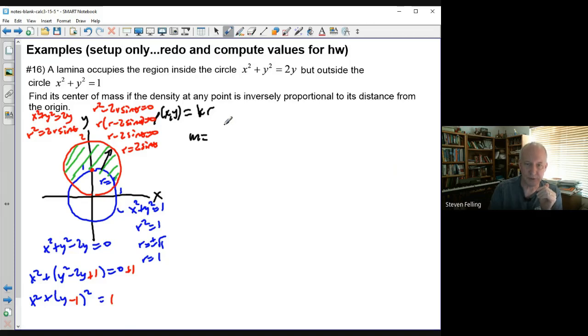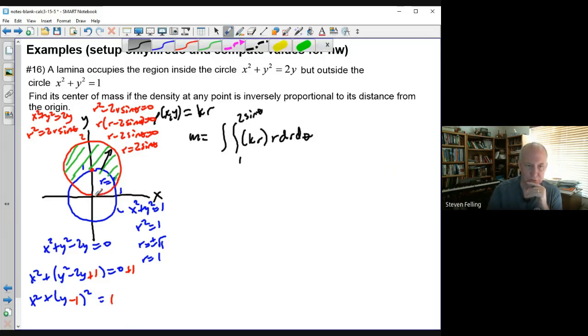So it looks like we have a double integral again, and we've got, just for the mass, just the density, which is kr. And we're going to have r dθ. But the r is going to go from r of 1 to r of 2 sin θ, right? Now, how do we determine where this starts and ends? This might be even trickier, right? Where do we start and stop this? Where is this intersection? Okay, well, let's work on an intersection.